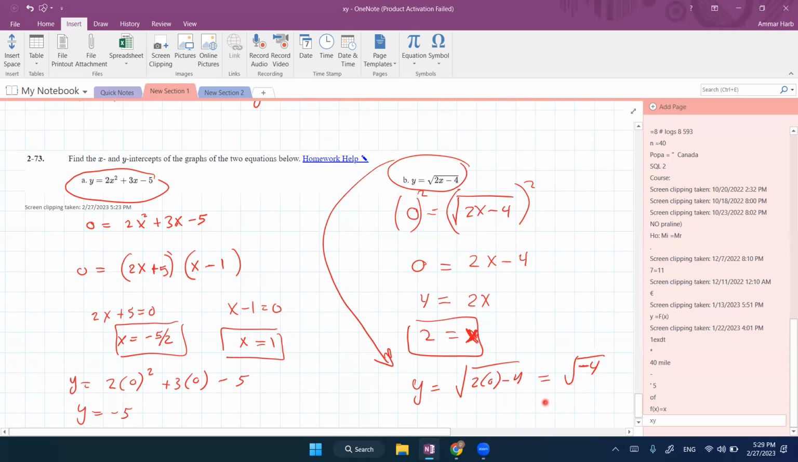We know that negative 2 times negative 2 is 4, so the square root of negative 4 is not negative 2. And the square root of negative 4 is not 2 as well. So this number is not a real number. This is a complex number. I mean, in reality, there is no number equal to the square root of negative 4. So that's why this has no real solution. I mean, there is no y-intercept in this case.